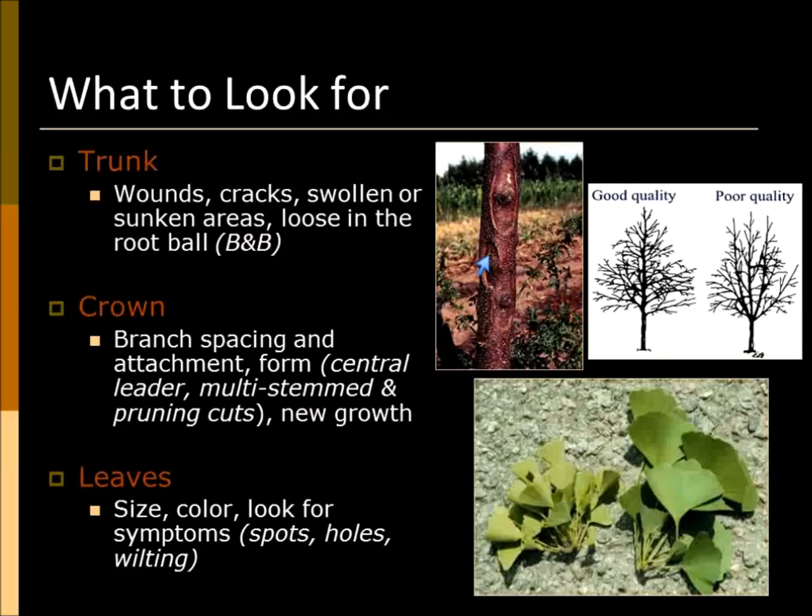You look for good quality, poor quality trees, and then you go to the crown, look at how the branches are spaced and attached, and then with your leaves, the color, the size. If they're small leaves and they don't look good or they're turning yellow, it indicates that there's some stress with the tree and that you may want to avoid that and look for a different tree.